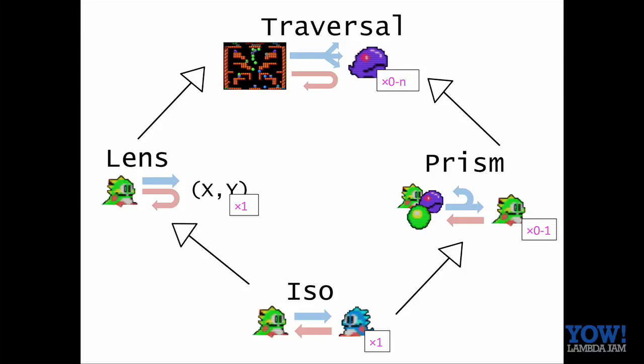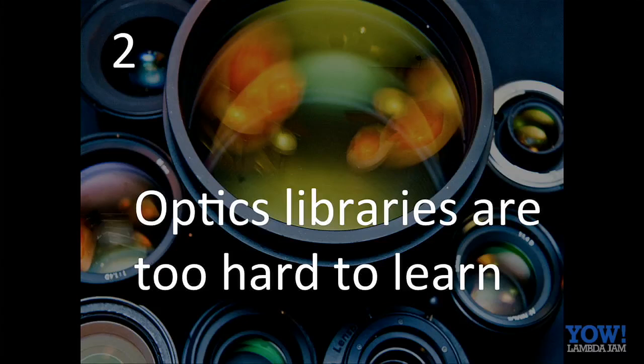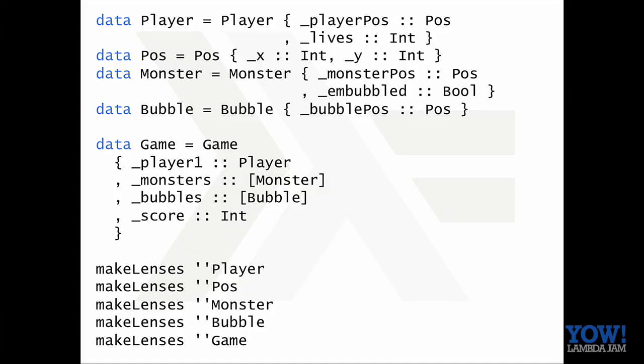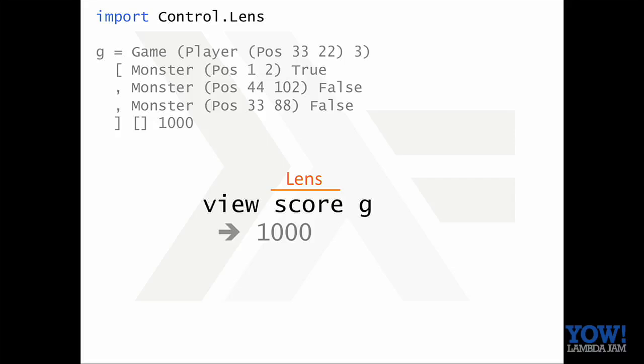So what's the problem? Obviously, I'm going to start complaining about something. Optics libraries, people find them hard to learn. And to examine why that might be, let's look at control.lens, the Haskell one. So we might implement a model much in the same way. This is a bunch of records, and we say makeLenses, makeLenses, makeLenses, makeLenses. That will automatically generate the getters and setters essentially to make lenses for all these structures. And we might do something like this.